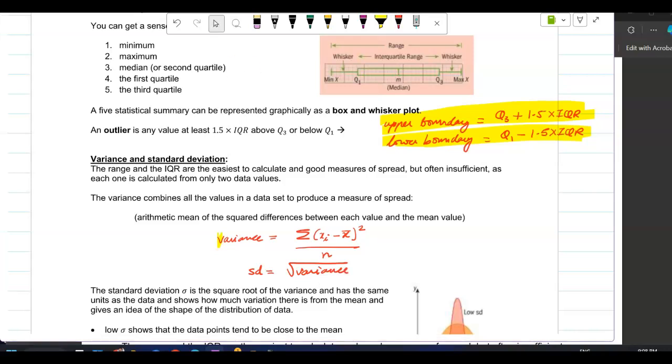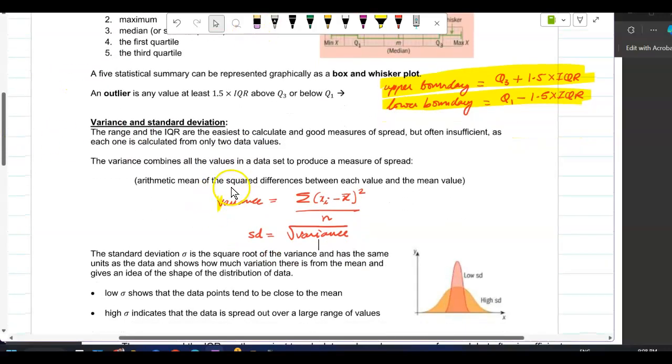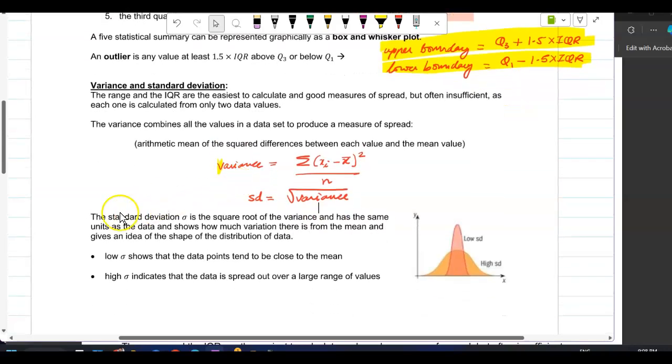Standard deviation is simply the square root of variance. Should I write this formula down? Not required. It's in your formula booklet, but it's not required, because you have to do everything using a calculator. So standard deviation sigma is the square root of variance and has the same units as the data and shows how much variation there is from the mean.